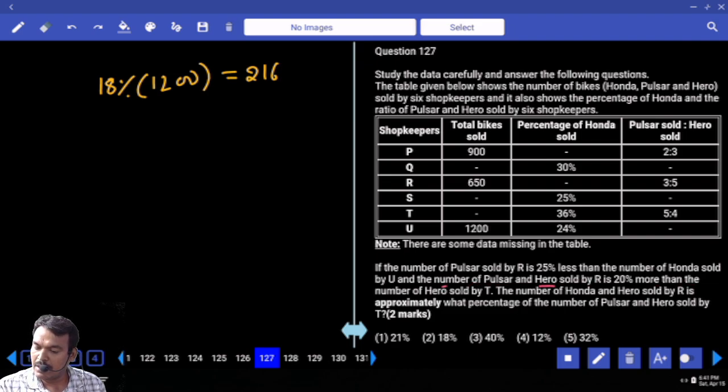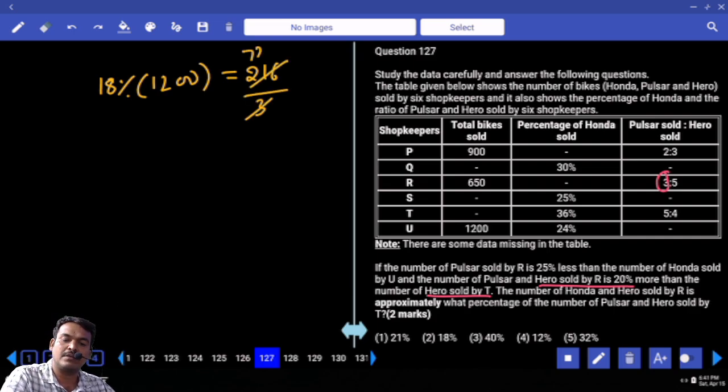And the number of Pulsar and Hero sold by R is 20% more than which one? Hero sold by T. Hero sold by R. Any clue? Pulsar sold by R. Pulsar sold by R is how many parts? 3 parts. What is the 3 parts value? 216. Every 1 part is.